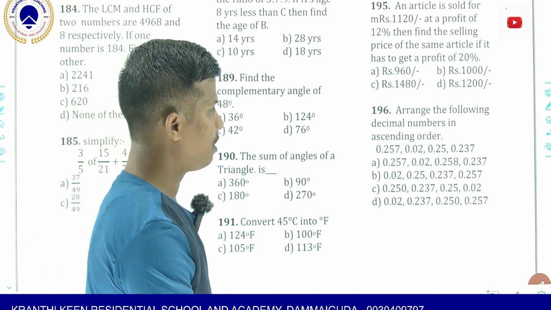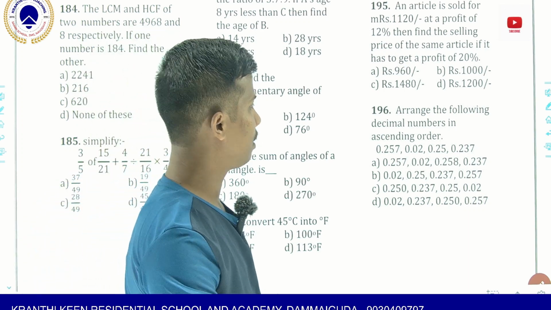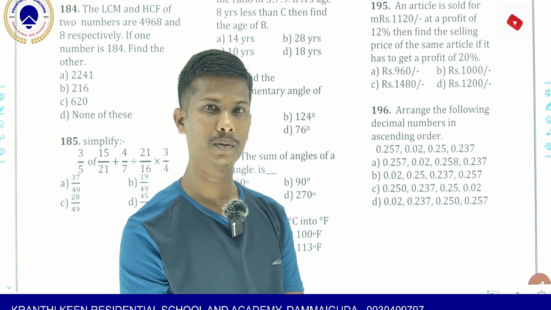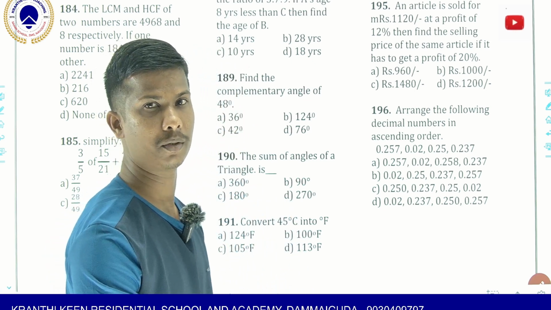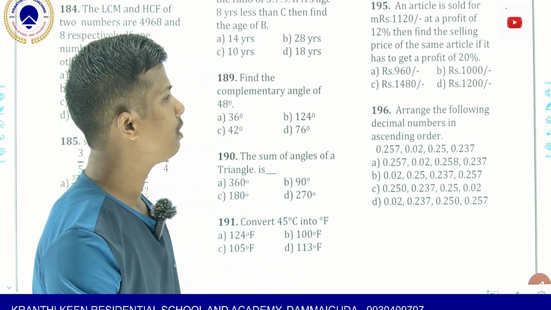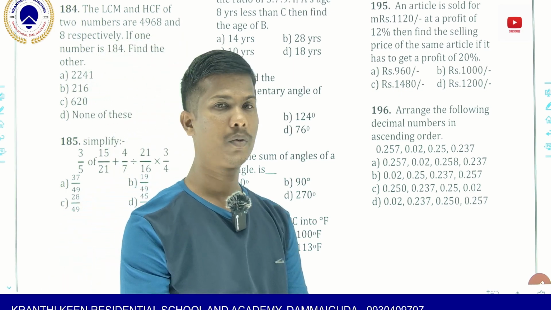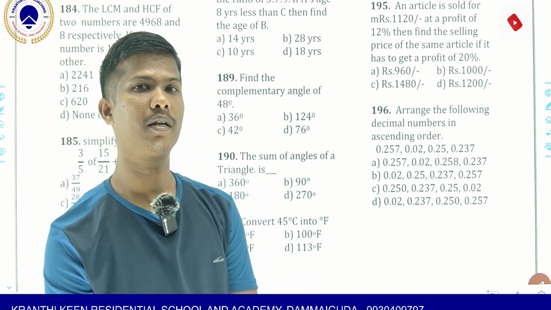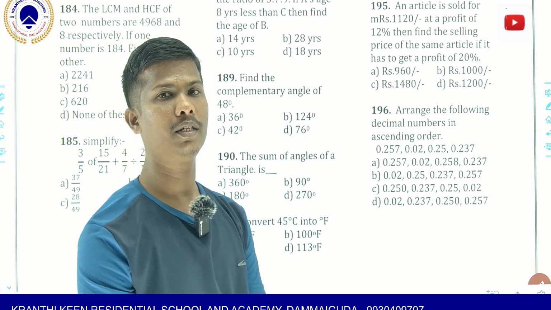This one, you see: arrange the following decimals in ascending order. Sometimes you may be asked for descending order also. Descending order means larger number to smaller number. Here, he asked you to write the numbers in ascending order. That means you write from smallest to largest.